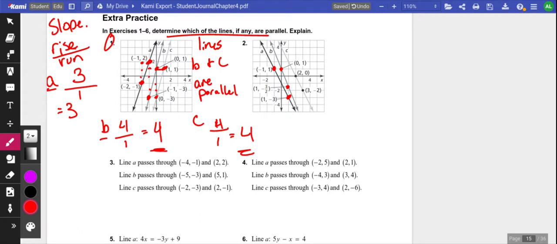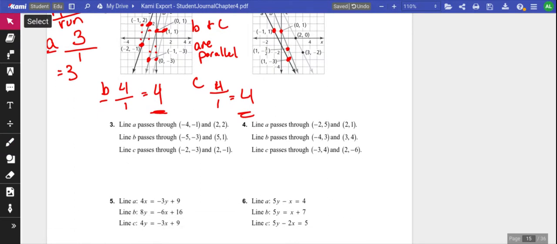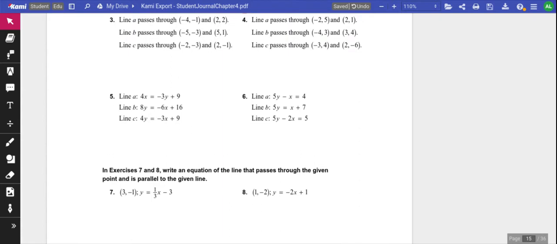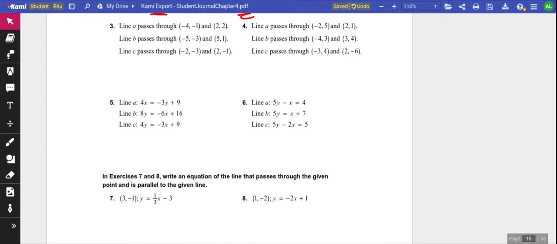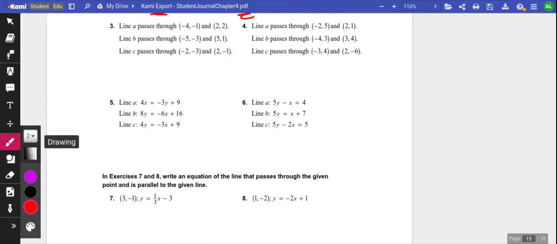All right, now let's take that same concept and look at some more problems. Number 3 is a similar concept, except now it's not just giving you these different graphs. It's saying, look at all these points. Let's do some calculations here on your slope. Okay, so you know that slope.